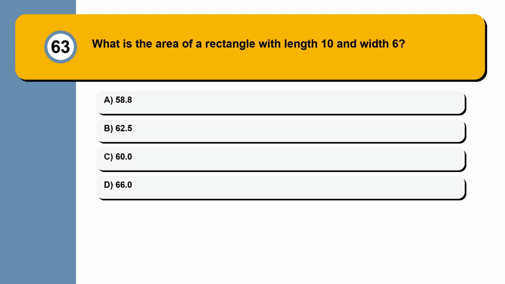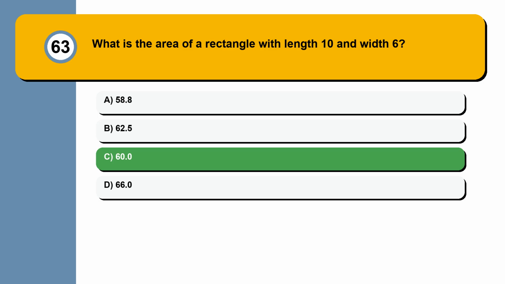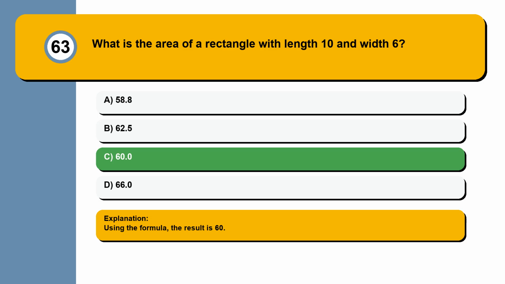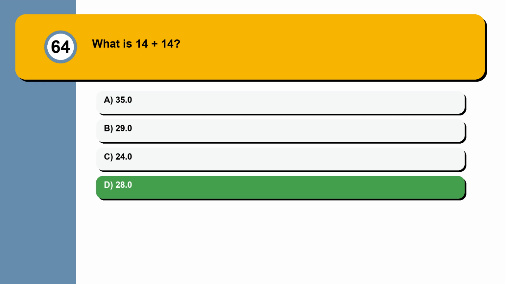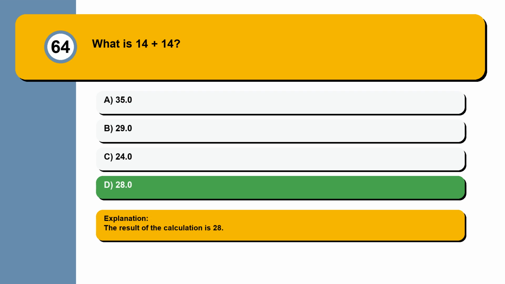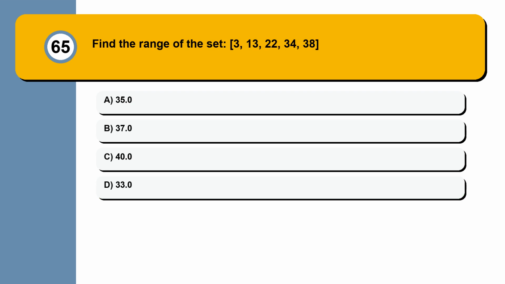Question 63. What is the area of a rectangle with length 10 and width 6? 58.8, 62.5, 60.0, 66.0. Using the formula, the result is 60. Question 64. What is 14 plus 14? 35.0, 29.0, 24.0, 28.0. The result of the calculation is 28. Question 65. Find the range of the set 3, 13, 22, 34, 38. 35.0, 37.0, 40.0, 33.0.